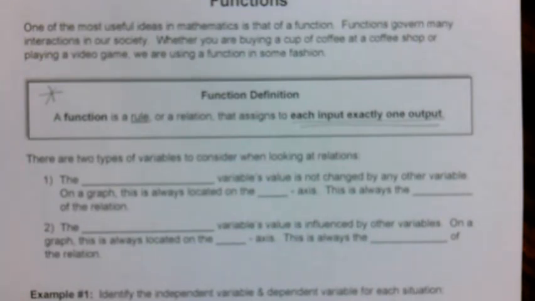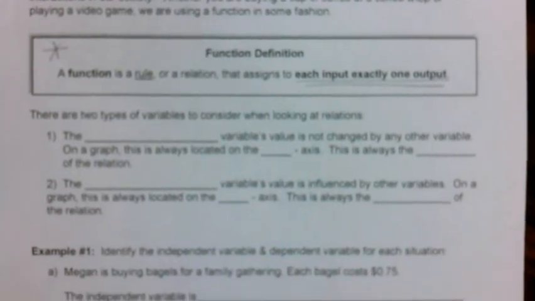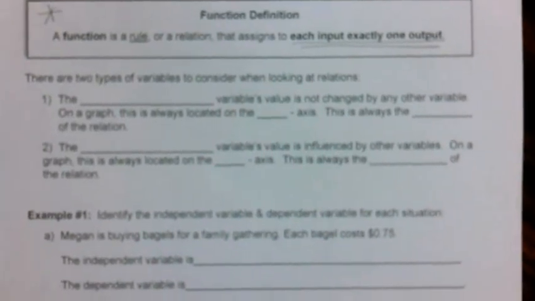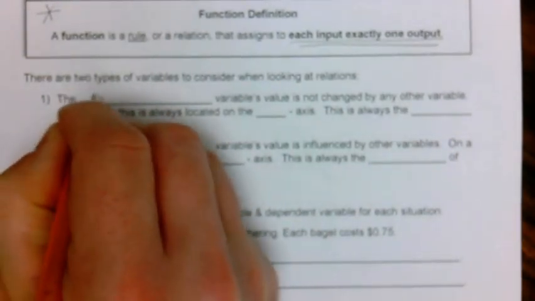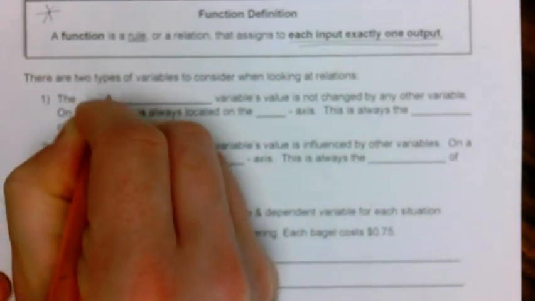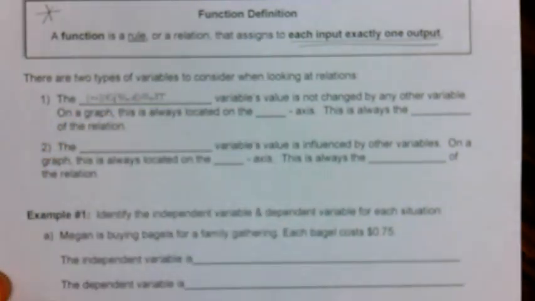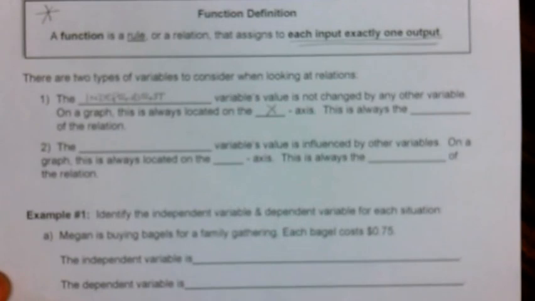Before we get into some examples of functions, one thing that I want to talk about is the different types of variables that are involved in our functions. There are two types of variables to consider whenever you're looking at a relation. One of them is called the independent variable. The independent variable's value is not changed by any other variable. The independent variable's value can be whatever you want. That's why it's independent. On a graph, the independent variable is always located on the x-axis.